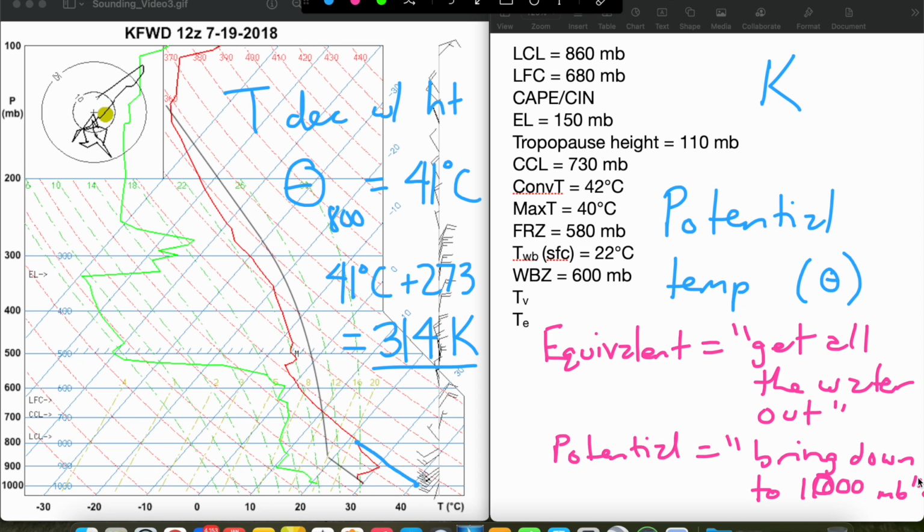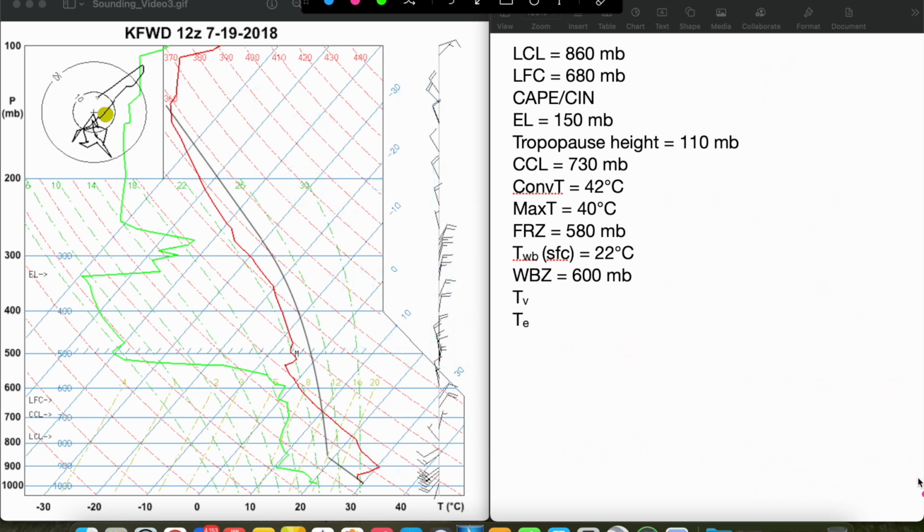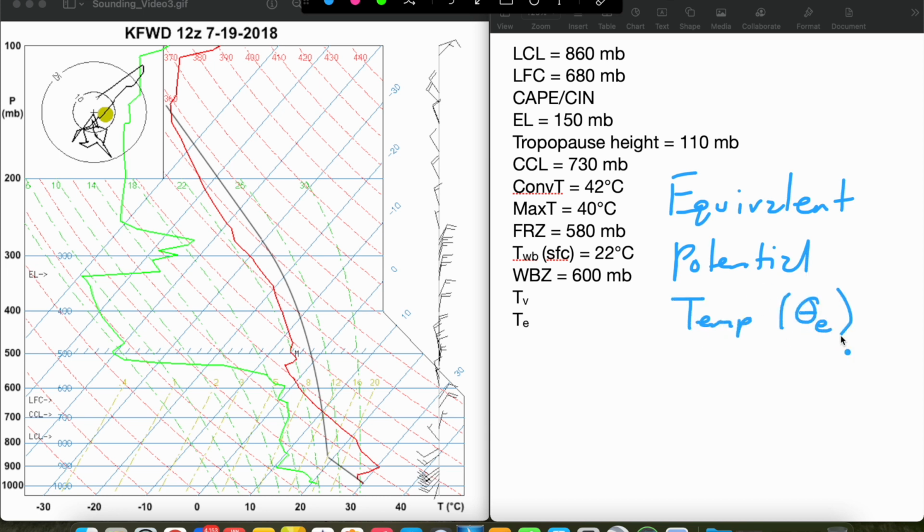So that kind of leads into our next variable, which is going to be called equivalent potential temperature, or as it is more commonly known and abbreviated, theta-e, theta sub e.